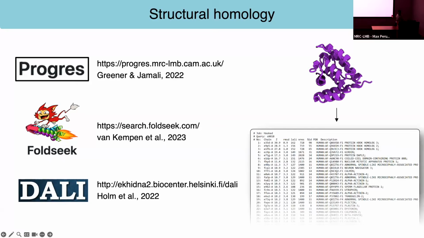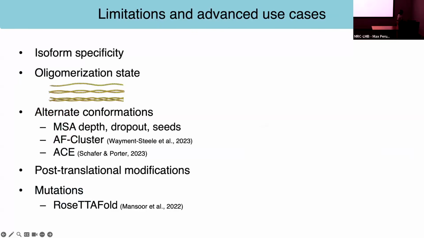Okay, so I'm just going to end this section by talking about some limitations and advanced use cases. So some limitations are, for example, isoform specificity, right?